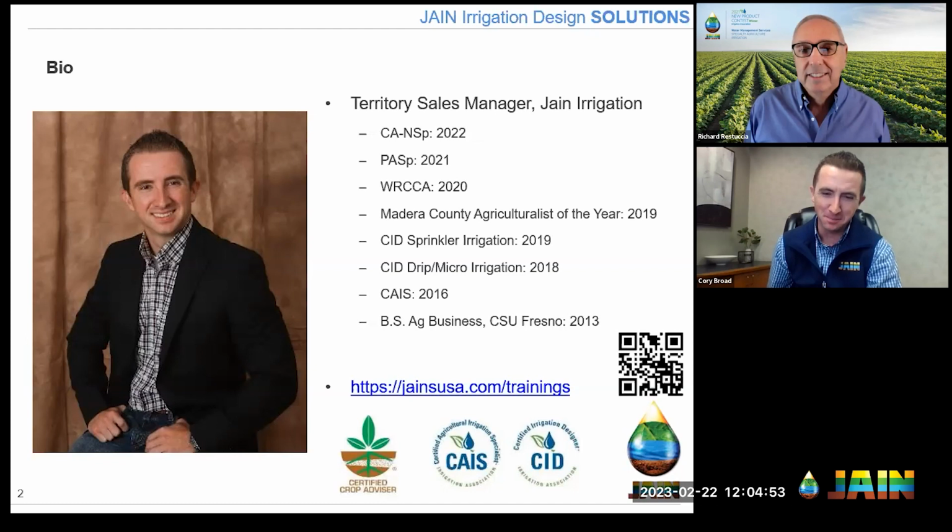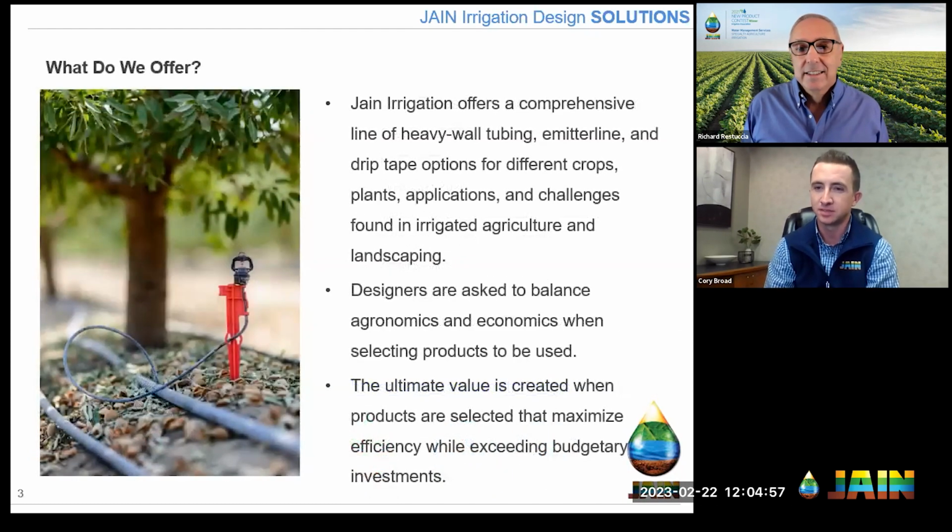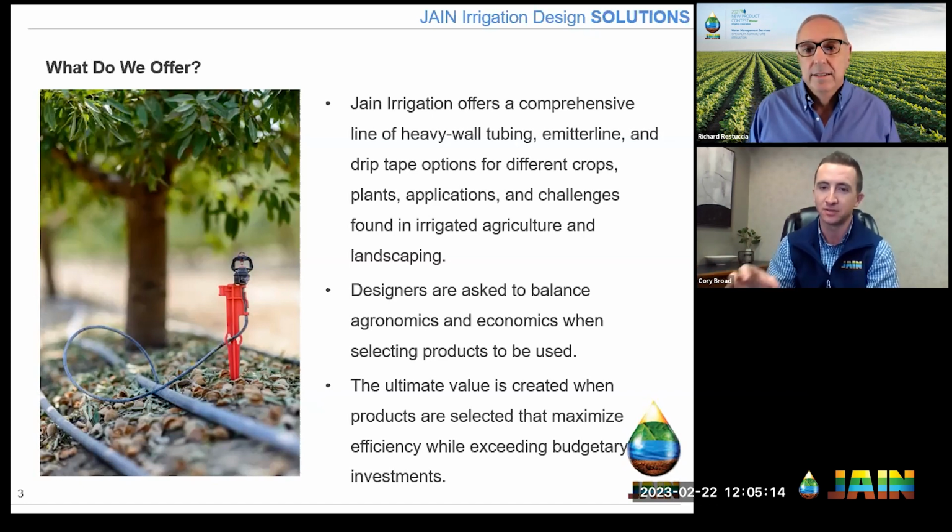I think the best way to kind of break it down is, we have such a comprehensive solution just at our company itself. And obviously there's going to be competitors out there too, but we have heavy wall tubing, we have emitter line, we have all these drip tape options. And then we're trying to fit this all into different crops or plants, the applications, the challenges that are surrounded in irrigated ag and landscape.